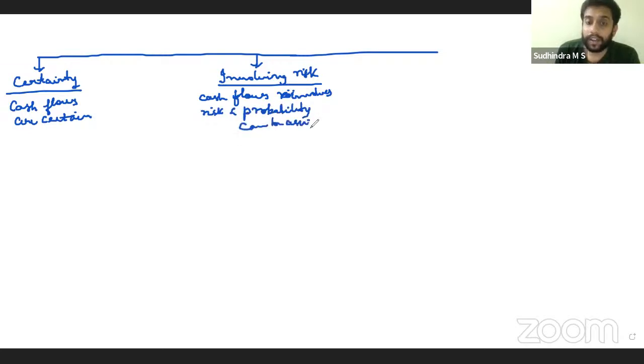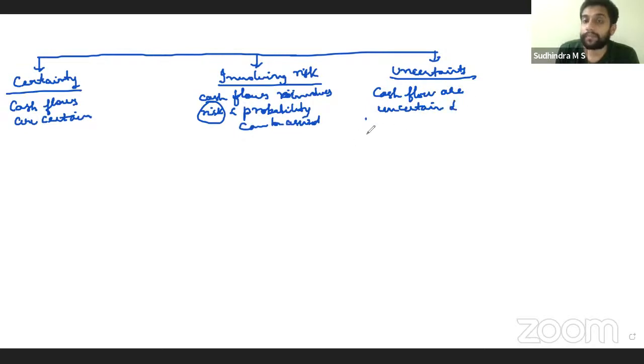However, the third one is decision making under uncertainty. Under uncertainty, cash flows are uncertain. We do not know at all. In risk, at least we know, but it involves risk. Here, cash flows are uncertain and probability cannot be assigned. Is that clear? Yes. So these are the 3 cases.